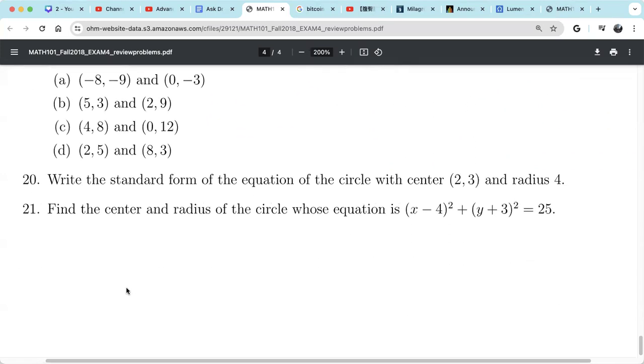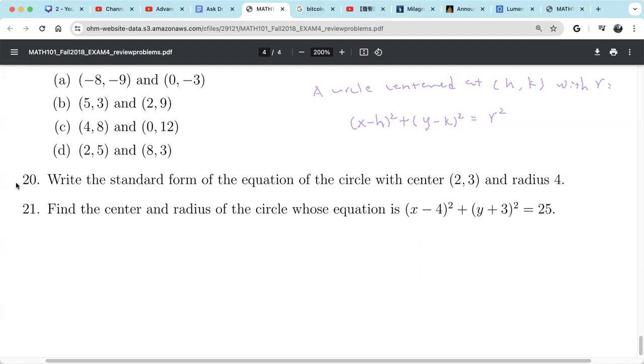So question 20, 21 is about a circle. So let's recall a circle centered at h comma k with radius r. It has a standard equation like this: x minus h squared plus y minus k squared equals r squared.